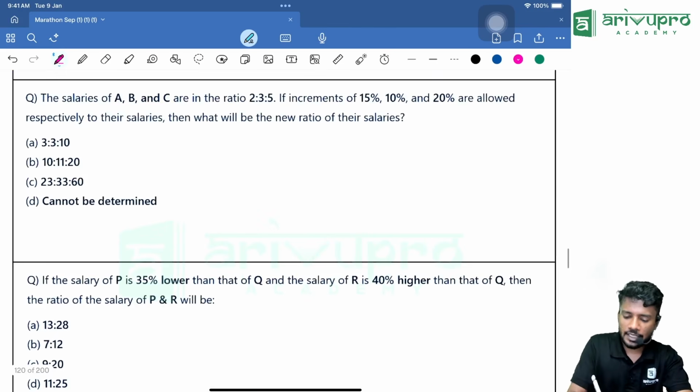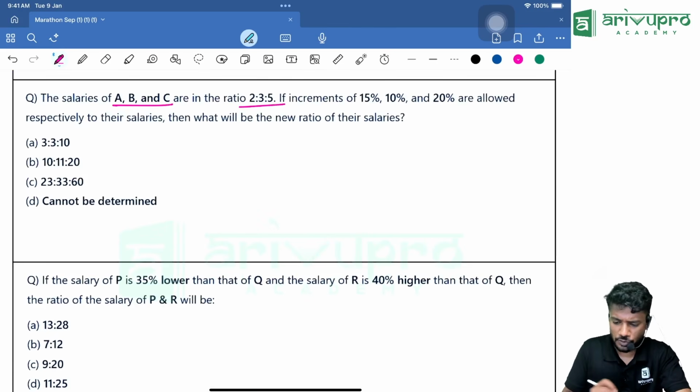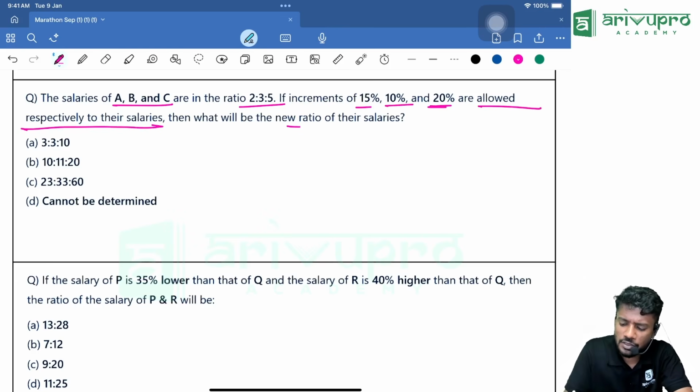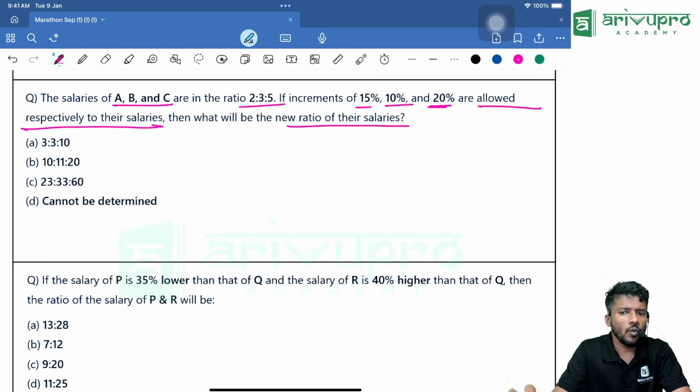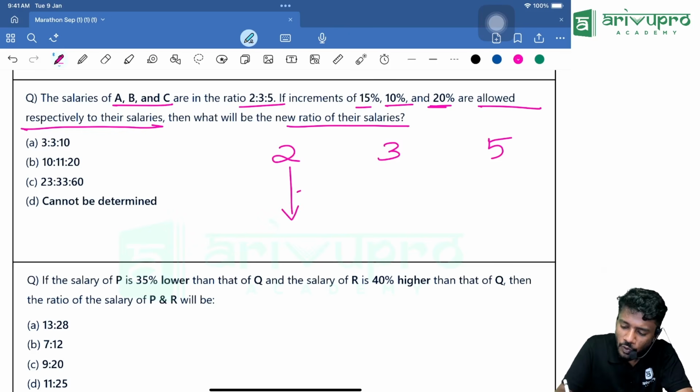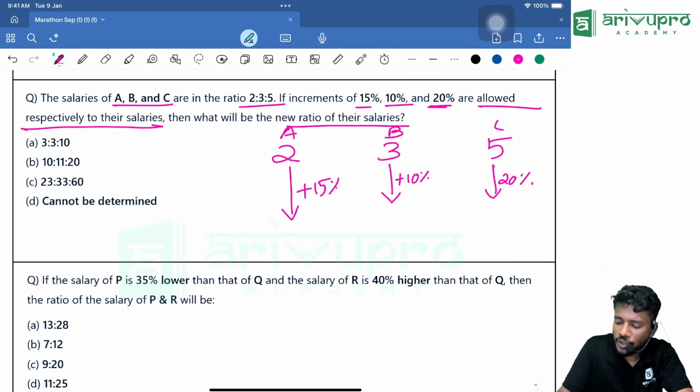Now, the salaries of A, B, C are in the ratio 2:3:5. Increments of 15%, 10% and 20% are allowed respectively to their salaries. Then what will be the new ratio of their salaries, people? Very easy question. So, what are the ratios now? Salaries 2:3:5. Now, plus 15% is happening to A, 10% is happening to B, and 20% is happening to C.